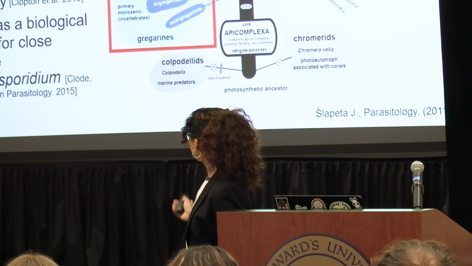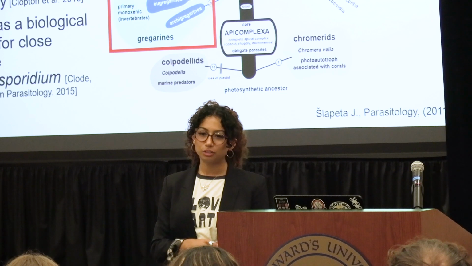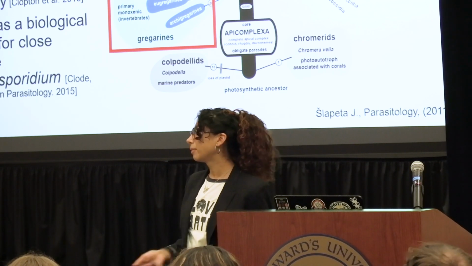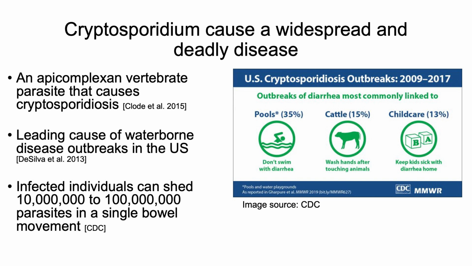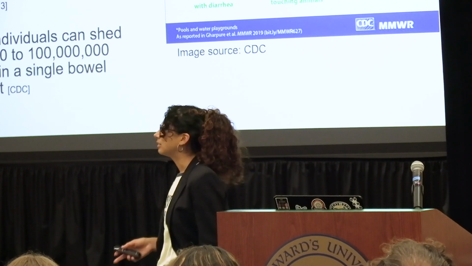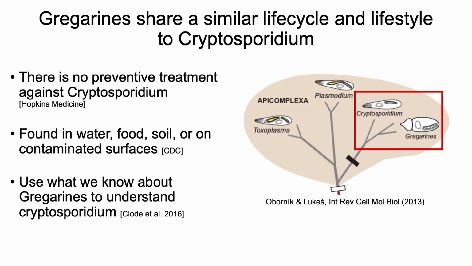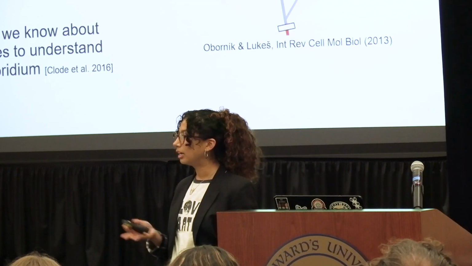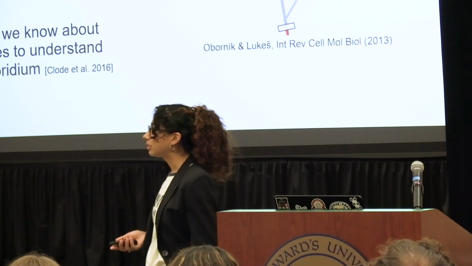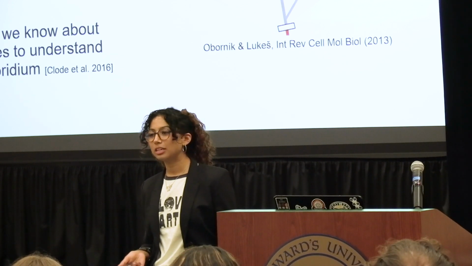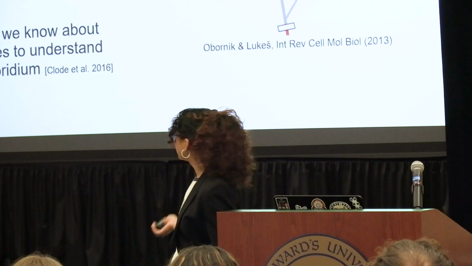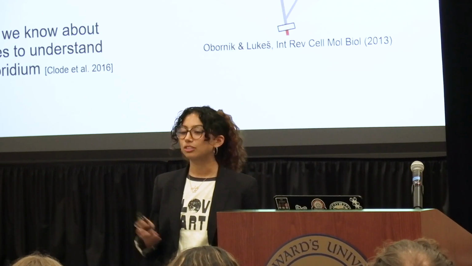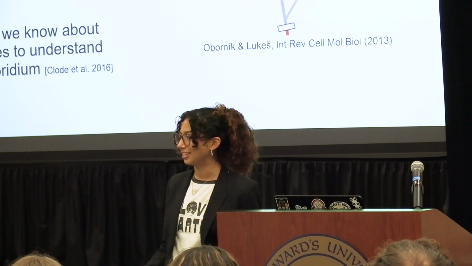Some other examples of apicomplexan parasites include Toxoplasma, which causes toxoplasmosis, and Plasmodium, which causes malaria. But as you can see here, our gregarine parasites have the closest evolutionary relationship to Cryptosporidium. Cryptosporidium is a vertebrate infecting parasite which causes the deadly diarrheal disease cryptosporidiosis. It also has a very high infection rate. And because of gregarines' close evolutionary relationship to Cryptosporidium, we can use gregarines as a biological model to understand Cryptosporidium.